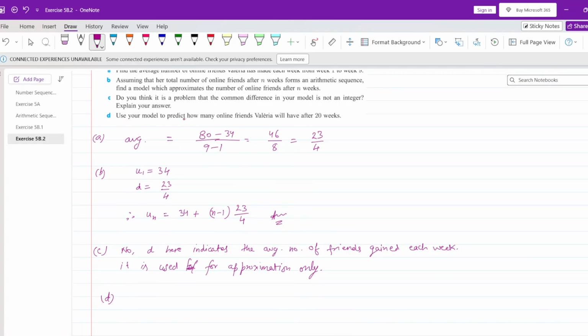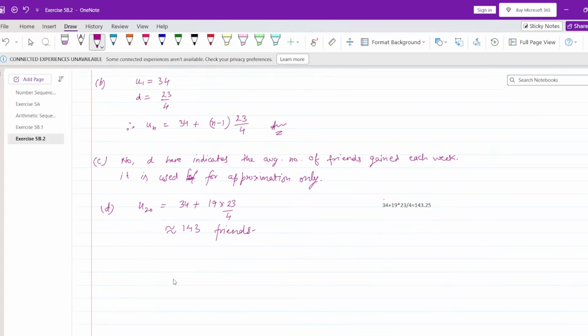Use your model to predict how many online friends Valeria will have after 20 weeks. So Valeria will have after 20 weeks about 34 plus 19 times 23 divided by 4. So this is going to be 34 plus 19 times 23 divided by 4. Valeria will have about 143 friends. That's the answer. Let's go to the next question.